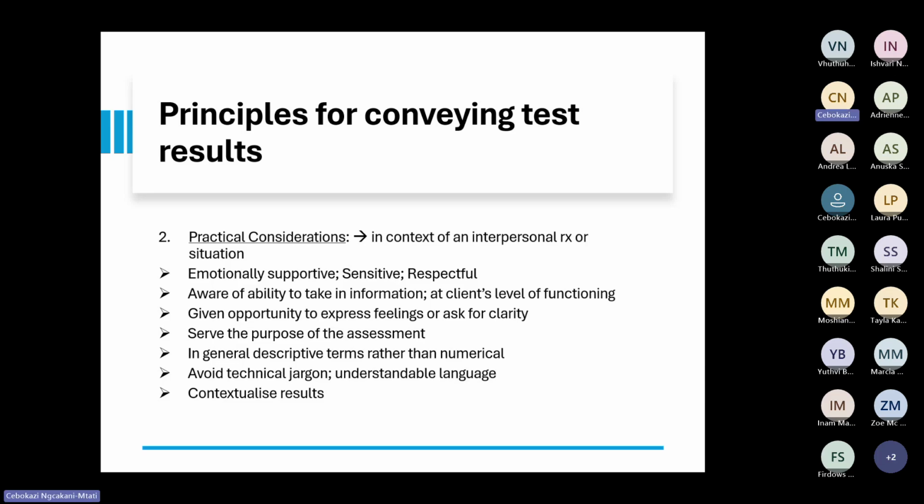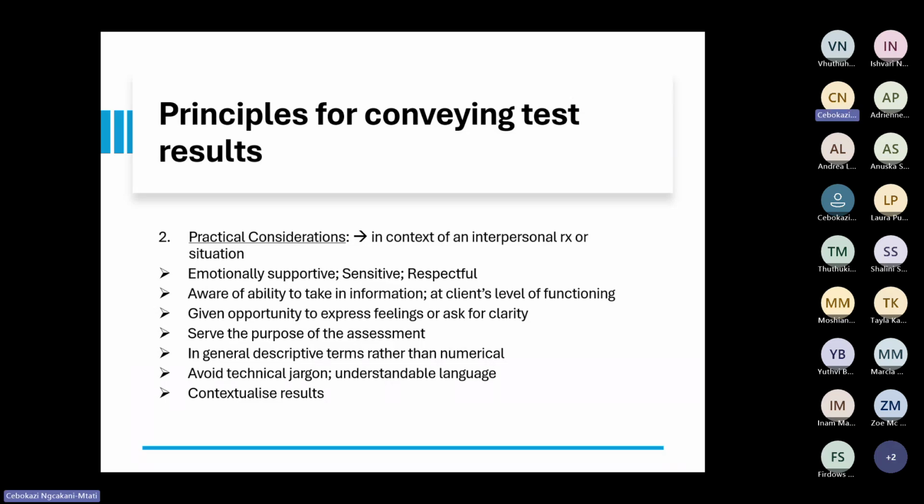So conveying these results in a sensitive and respectful manner. We need to be aware of the client's ability to take in information. So we need to relay information at the client's level of functioning. We must also give them the opportunity to express their feelings or ask for clarity, because they might not understand all of the technical jargon that we might use from time to time, although we probably shouldn't be using technical jargon with them. We should be using words that they understand, so speaking at their level.